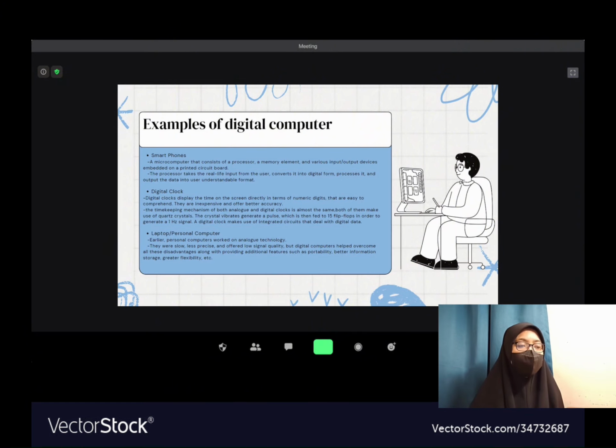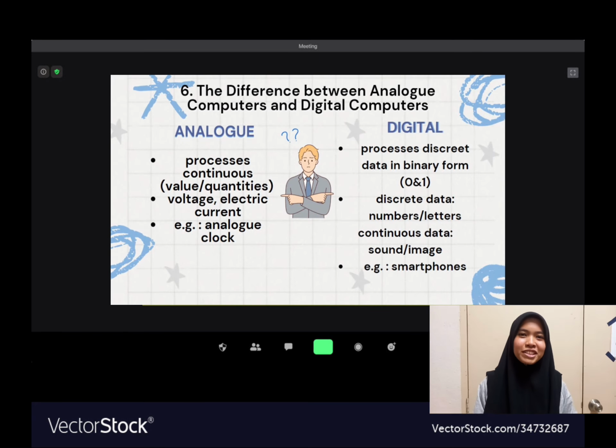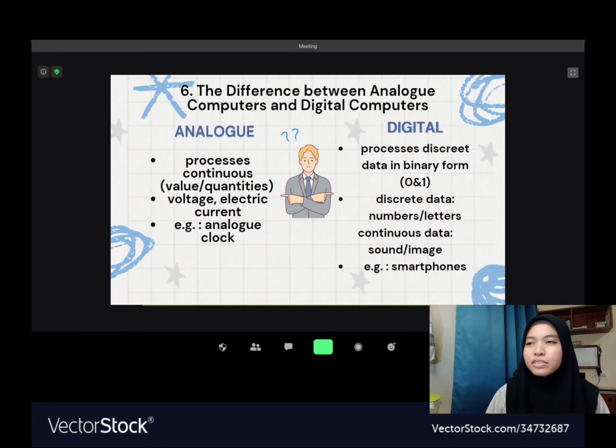greater flexibility. Hi, my name is Nordania Farisha binti Muhammad Faizal Azri. I'm going to explain the difference between analog computers and digital computers. So analog computers usually process continuous values and quantities to represent data and perform calculations. The form of analog data is usually represented as voltage, electric current, and others. An example of an analog computer is the analog clock.